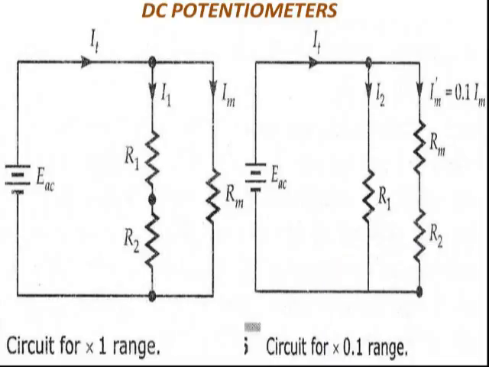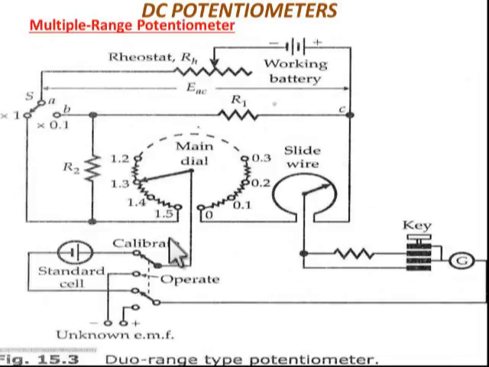And let me hide this. Now here let us take range 1. According to range 1, R1 and R2 are in series. When range 1 is selected, so it's left open, automatically this resistor R1 is in series with R2, and this series combination will be parallel with the main dial resistor and slide wire.